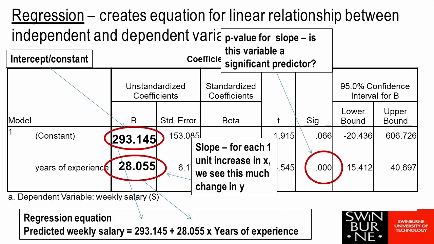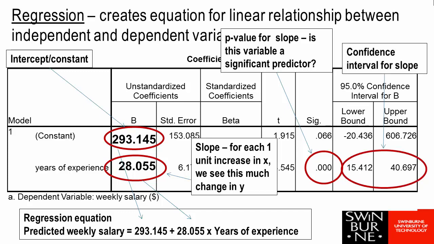The table also gives us a p-value for the slope. A p-value less than 0.05 is telling me that I think in fact this slope would be represented in the population, so this variable is a significant predictor. So our p-value here, which is very, very small, we can see it rounds to 0, so less than 0.001, is telling me that years of experience is in fact a significant predictor of weekly salary.